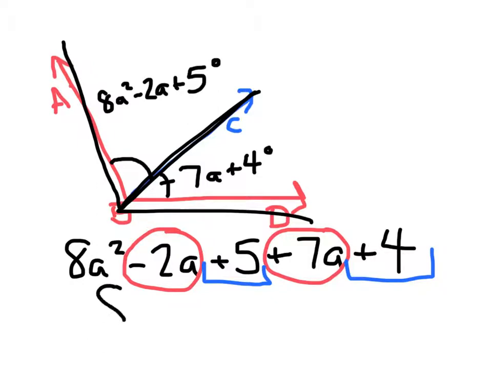Okay, so I'm going to bring down my 8a squared because I can't add it to anything. Negative 2a plus 7a is a positive 5a. And then 5 plus 4 is plus 9. All right, so we have represented that as a polynomial, and we're all done. We don't need to find anything other than that.